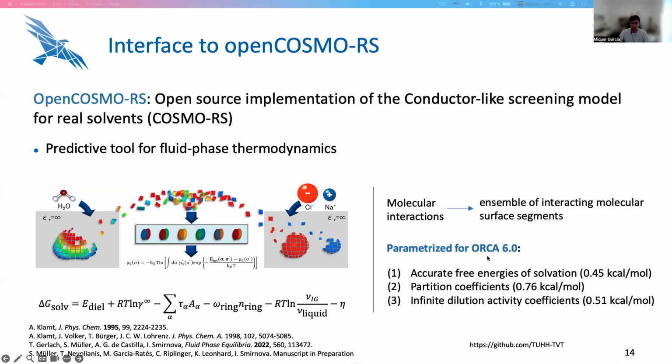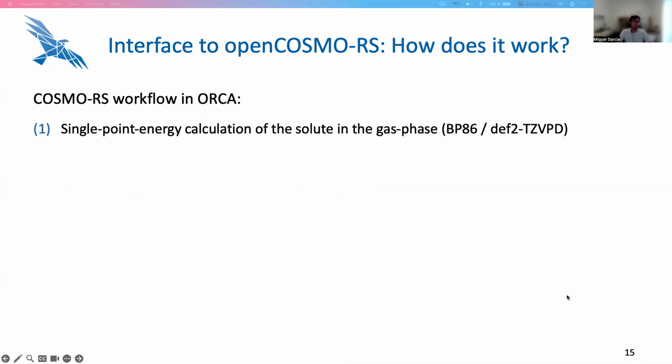But some highlights, OpenCosmo-RS produces accurate free energies of solvation, around 0.5 kcal per mole deviation with the experiment for a large set of neutrals, and the agreement between experimental partition coefficients and infinite dilution coefficients is also very good. Okay, what does ORCA do when you run a COSMO calculation?